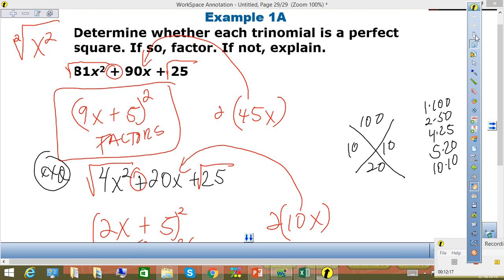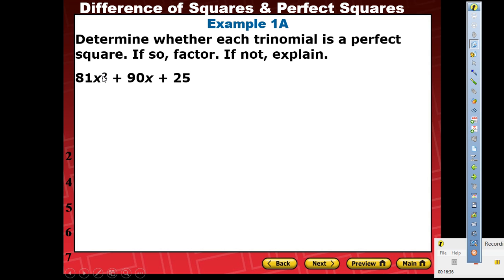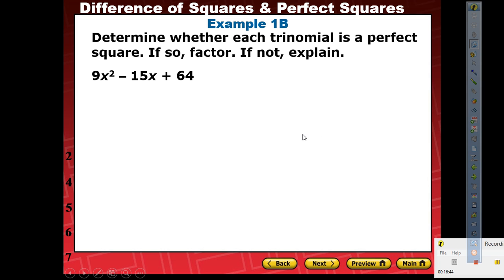Copy this one, please. 9x squared minus 15x plus 64. Example 1b. We don't solve because it's not an equation. What do we do? We simplify into factors. We're finding the factors, right?